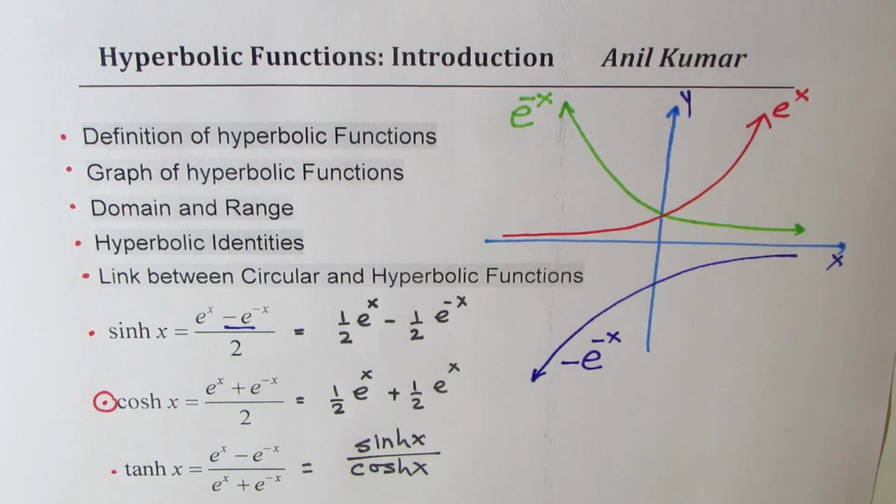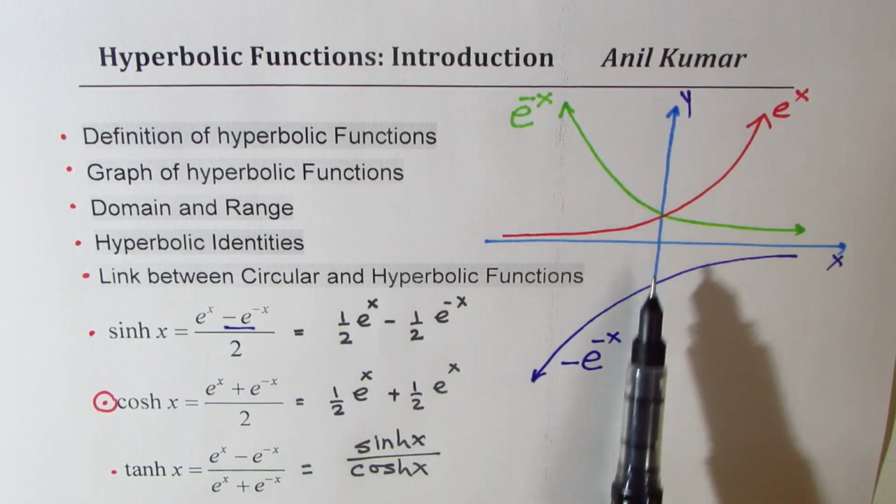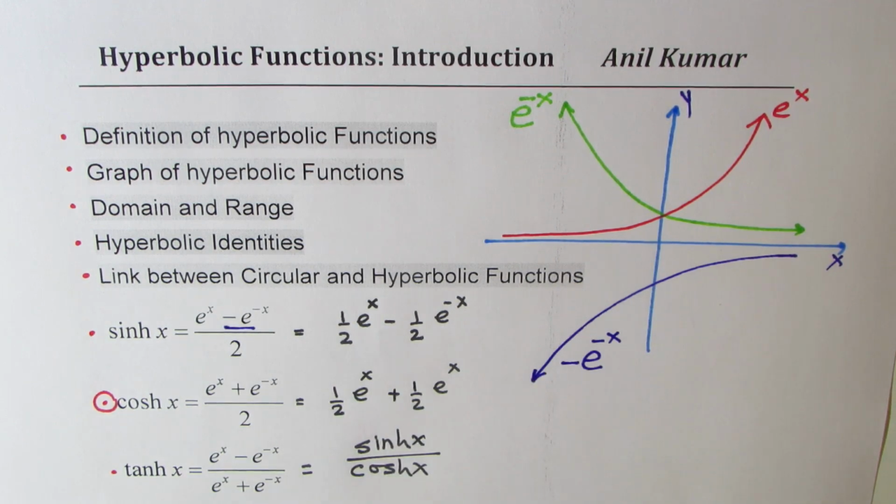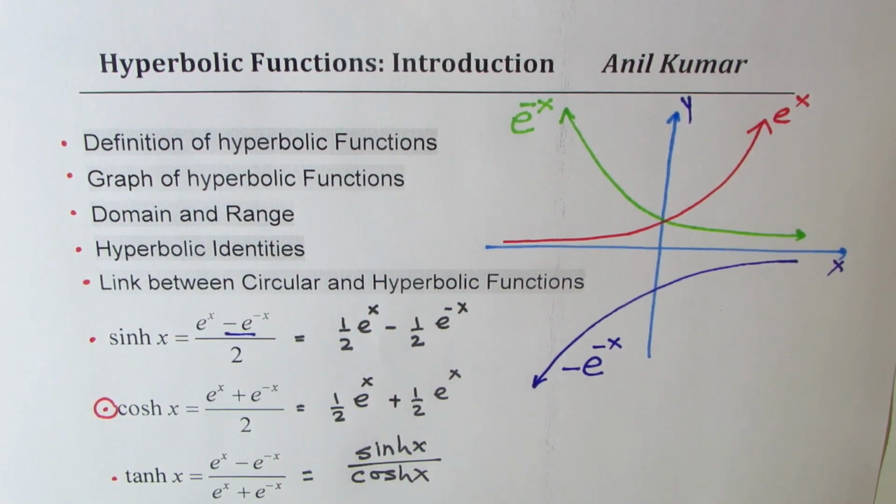So let's begin with cos hyperbolic x. We'll take these two functions, right? We'll just add them up to get cos hyperbolic x. For sine, we'll take half of these, correct? These two, add them up, and then get the graph, and from there we'll talk about domain and range. So I hope that is simple enough to understand, right? So let's take up cos hyperbolic x now.